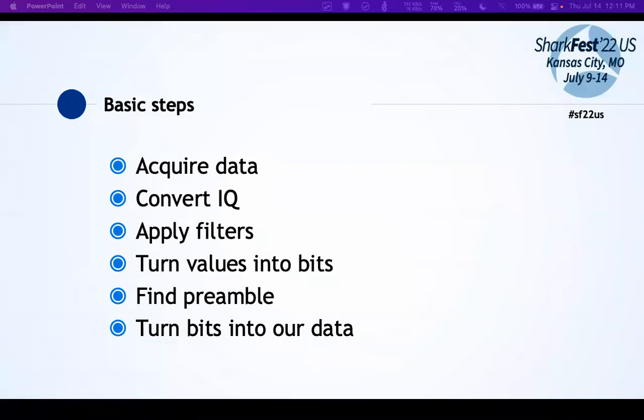So, our basic steps are going to be: acquire data, convert the IQ data from an imaginary number to something that makes any sort of sense that we can use, apply filters to it, turn them into bits, look for that preamble of 010101, and then turn those bits into our data.